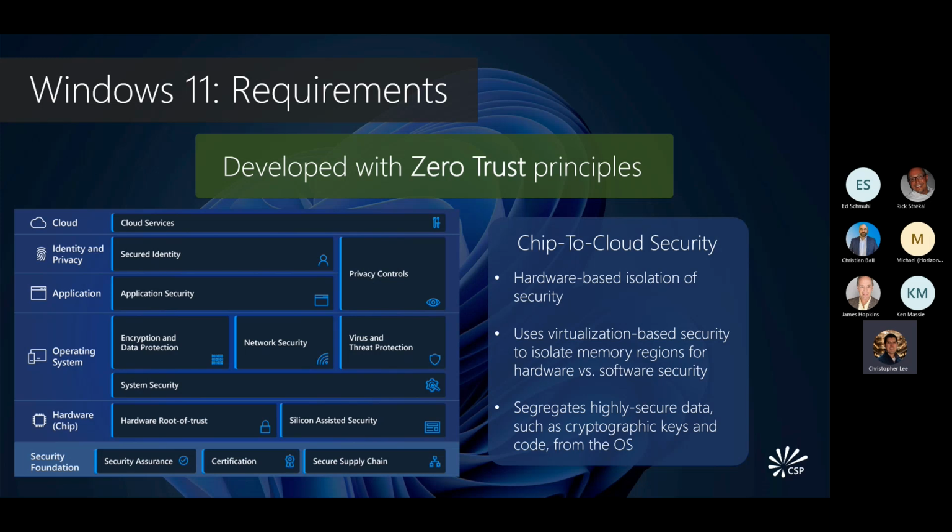And that diagram on the left kind of shows you all the different parts and levels or layers between the chip and the cloud that security is being focused on. So because of that, there's certain hardware requirements that need to be supported at the PC level. And a lot of these are based on capabilities in those processors. So the concept here of hardware root of trust and silicon assisted security, the hardware root of trust is really that TPM chip.